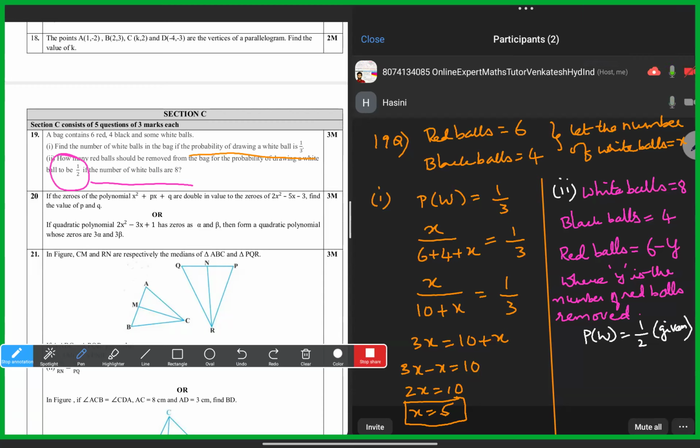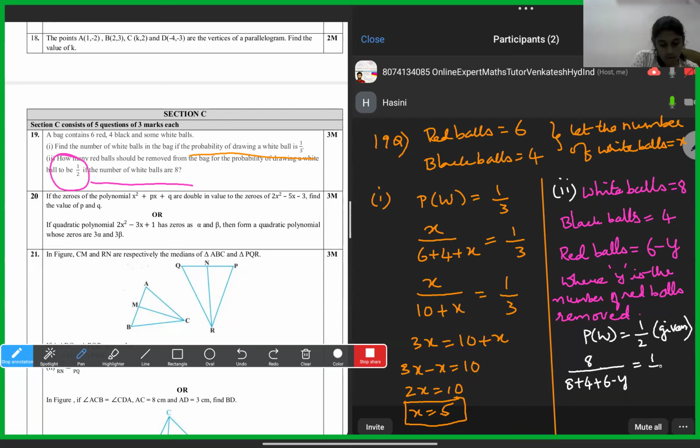This is the probability formula we are applying: number of possible outcomes by total outcomes. So now numerator is 8, denominator is total balls. Present total balls are 8 plus 4 plus 6 minus y. Any doubt, Hasni, still? No, sir. So now we got an equation here, 8 by, if we cross multiply it, 8 plus 4, 12 plus 6, 18.